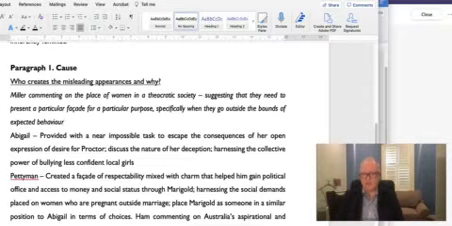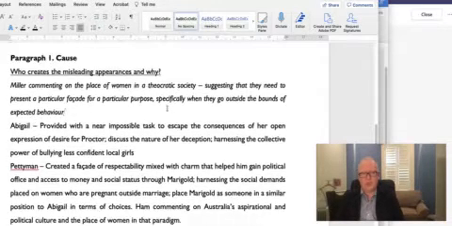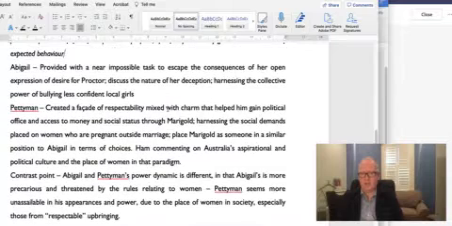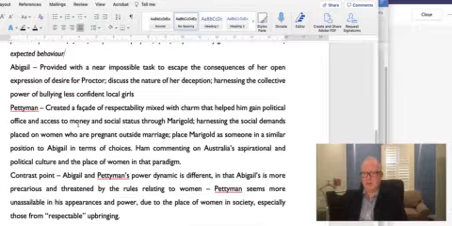That's because I'm suggesting that she's provided with a near impossible task to escape the consequences of her open expression of desire for Proctor, because that's kind of prompting her actions. So that's the way I'd be arguing it. Then I'll be talking about Pettyman, creating a facade of respectability mixed with charm that helped him gain a political office and access to money and social status. Through Marigold, harnessing the social demands placed on women who are pregnant outside marriage, he placed Marigold in a similar position to Abigail in terms of choices.